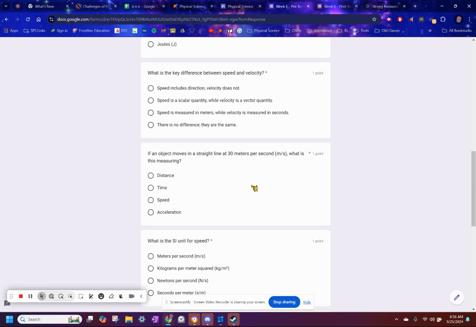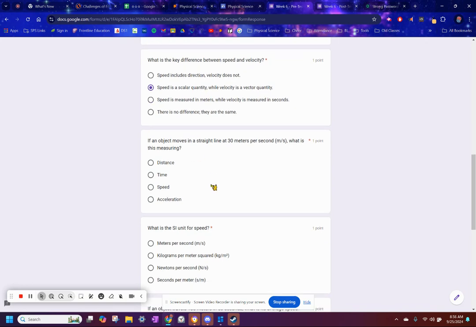So moving on. What's the key difference between speed and velocity? Velocity has a direction, so is there anything that says anything about direction? Speed includes direction, but that's wrong. Speed is a scalar quantity, while velocity is a vector quantity. This is the best answer. This was actually a bonus question from the reading, so if you get this, it's a bonus point. Scalar means no direction, vector means there's a direction.